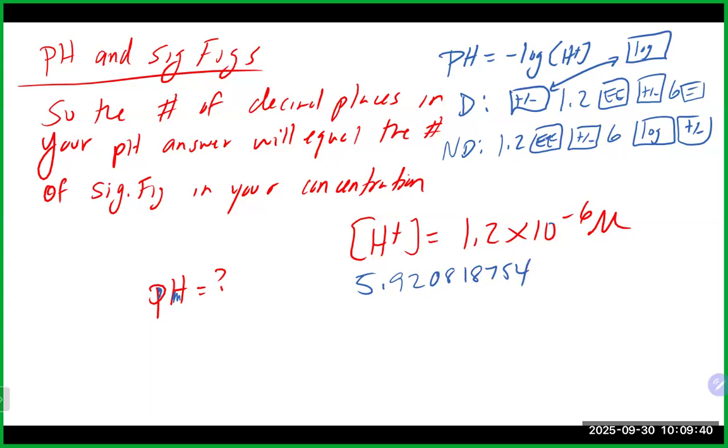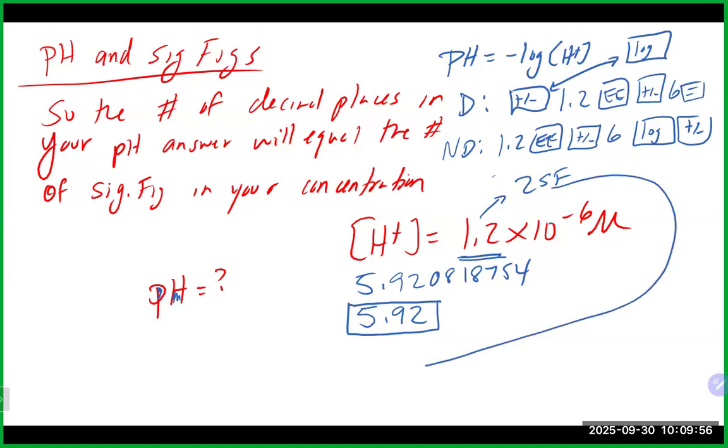Now we want to get this to the right number of digits. I should take this to 5.92 in this case. That is because this number written in scientific notation has 2 significant figures. And that gives me not 2 sig figs here, but 2 decimal places. So it is significant figures to decimal places in this case, not sig figs to sig figs or anything like that. Any questions on that one there? By the way, that would be obviously acidic, as it's less than 7 in this case. Any questions on that there?